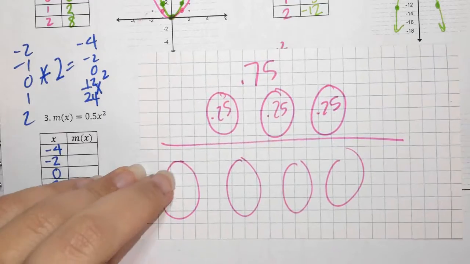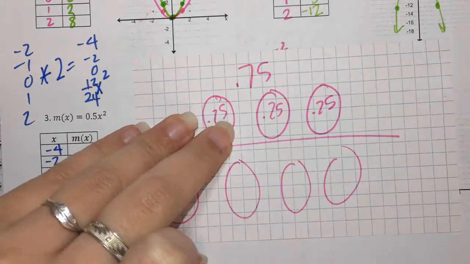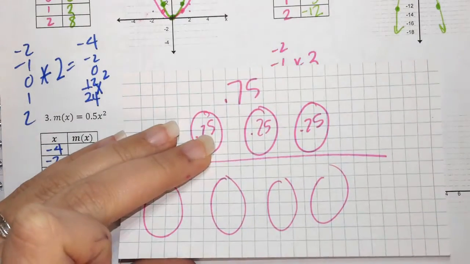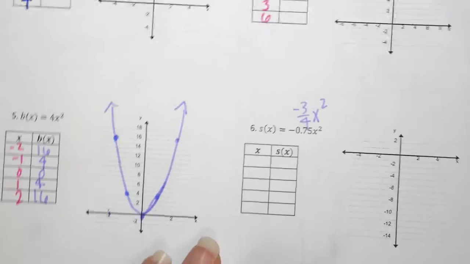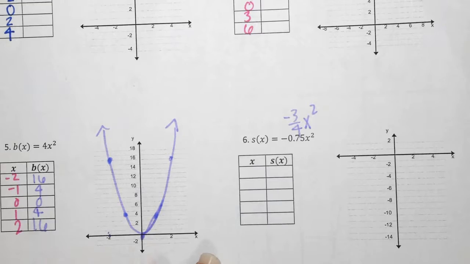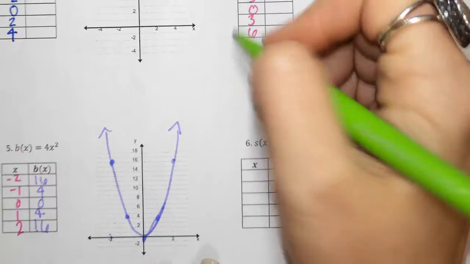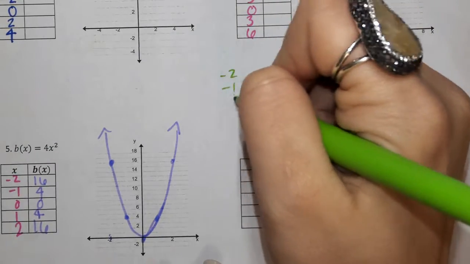You just use money. Yeah, anything with like 5 or 25, you use money. Every time. So then this one would be -3/4. So what would we multiply -2, -1, 0, 1, and 2 by? By 4. Good.